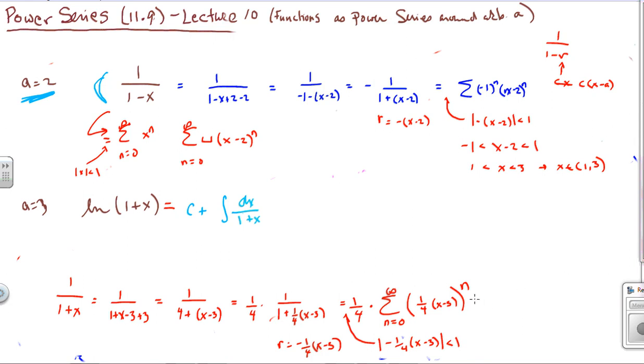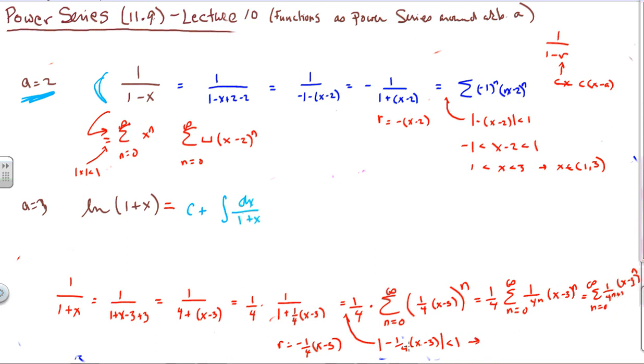So let's rewrite this. This is going to be 1/4 times the sum, n equals 0 to infinity, of 1 over 4 to the n, times (x minus 3) to the n, which is the sum n equals 0 to infinity of 1 over 4 to the n plus 1, times (x minus 3) to the n. And so what is this domain?